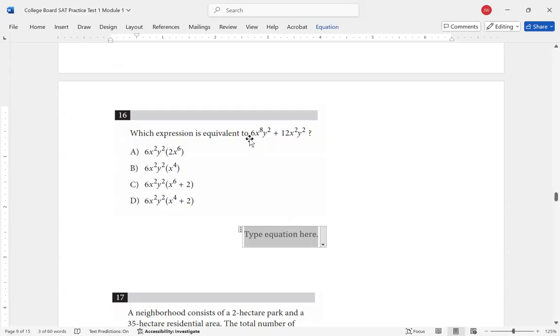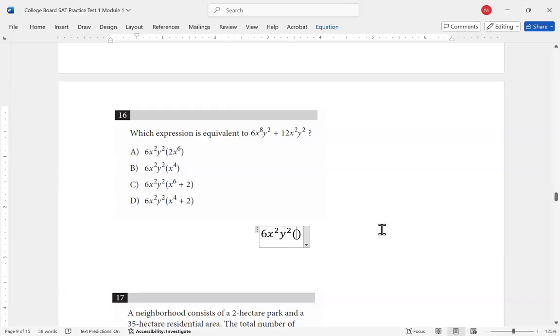So we first start by asking ourselves 6 and 12, what number divides 6 and 12? What's the highest number that will divide both 6 and 12? The answer to that is 6. Then I look at x to the 8th and x squared. The biggest factor there is the x squared. Then we have y squared and y squared. So I can also factor out a y squared. So the greatest common factor is 6x squared times y squared.